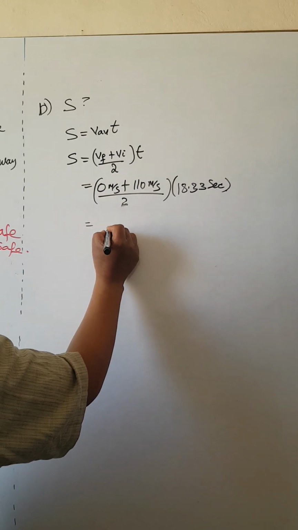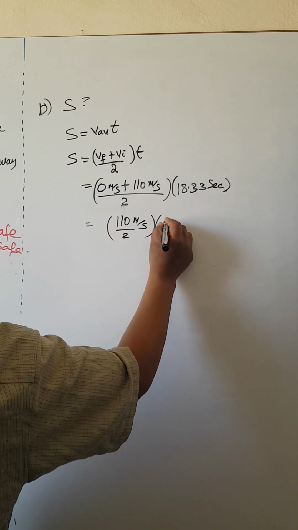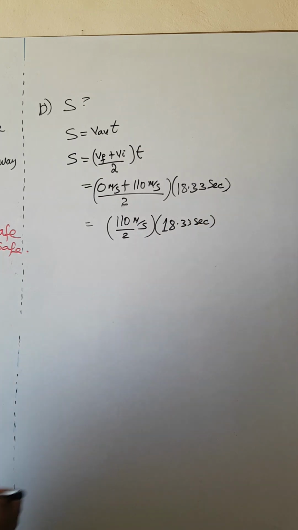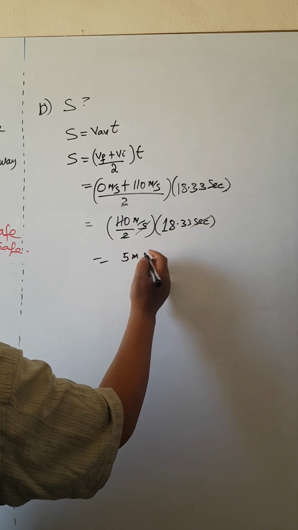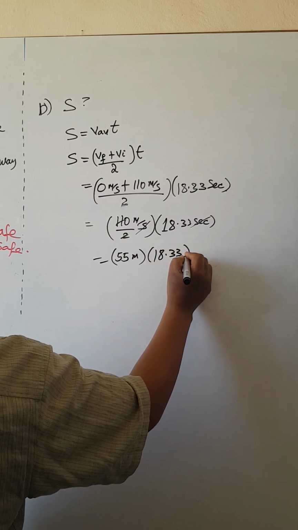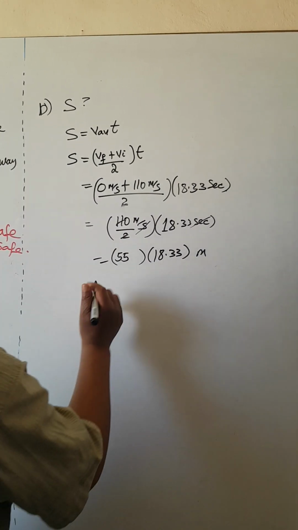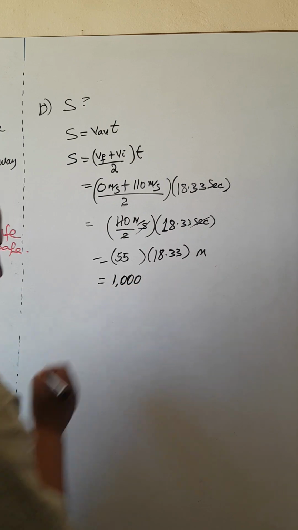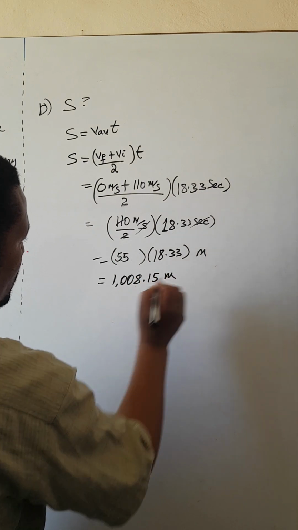0 plus 110 is 110 meters per second, divided by 2, multiplied by 18.33 seconds. Now this is 55, and the second is cancelled out. It's 55 meters times 18.33. Let's see the product. 18.33 times 55 is equal to 1008.15 meters.